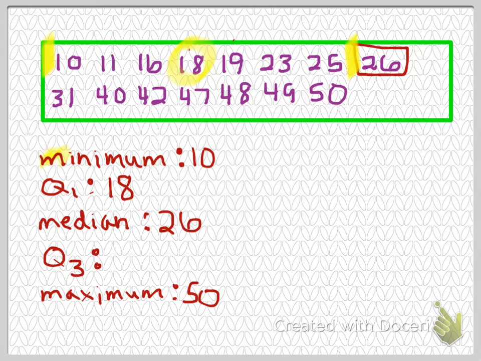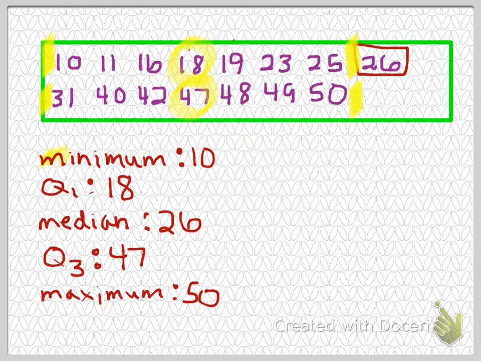We can do the same thing with the bottom half of the data. If we go from the maximum down to just before the real median, we can count and find the number in the middle. It looks like 47 is the number in the center of the data right there. So there we have it.